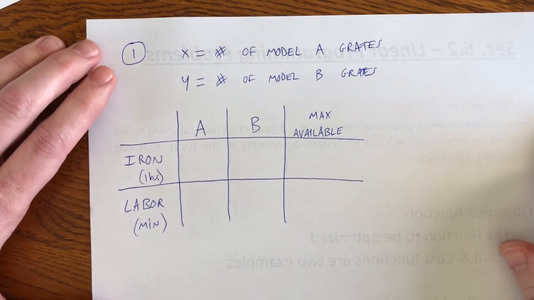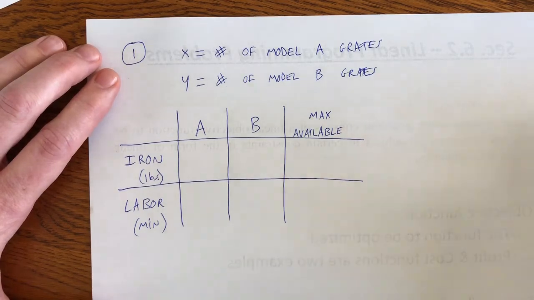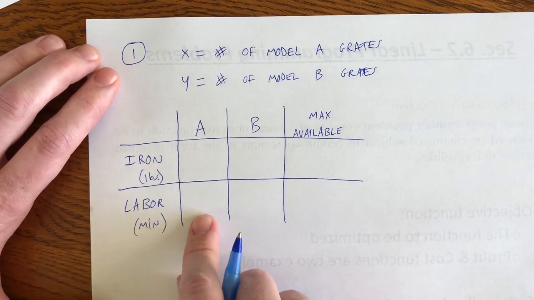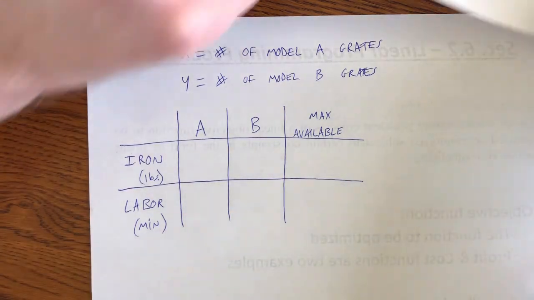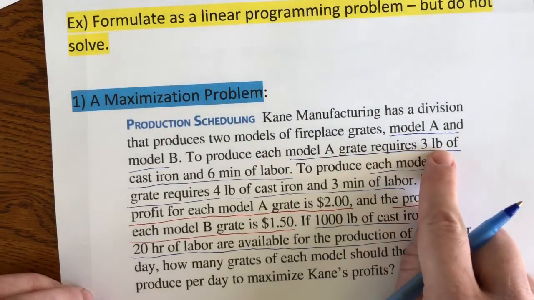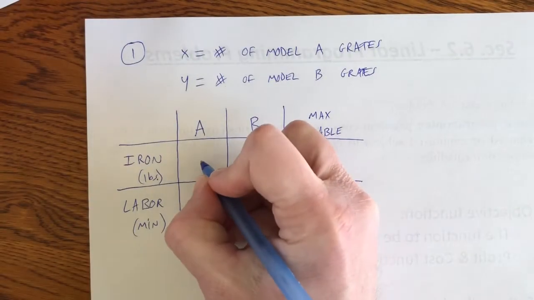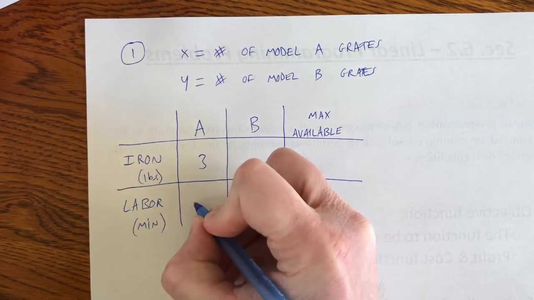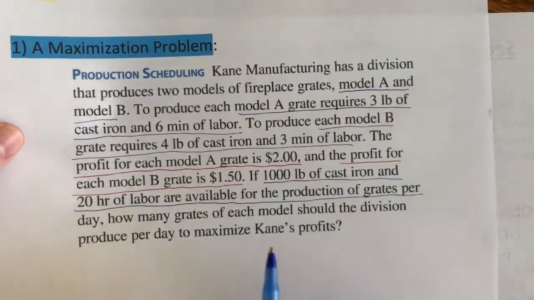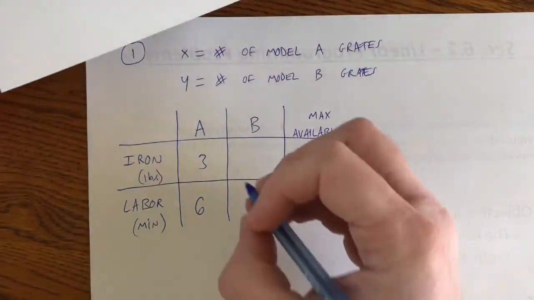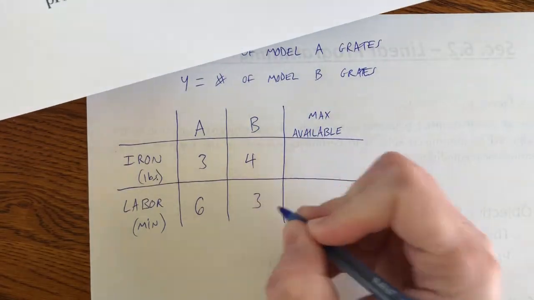All right, so what do we know from the question? Again, that should be in front of you. Look at what it says for Model A. Model A says what? 3 pounds of cast iron, 6 minutes of labor. So we're going to put a 3 here and a 6 there. Model B requires 4 pounds of cast iron, 3 minutes of labor.